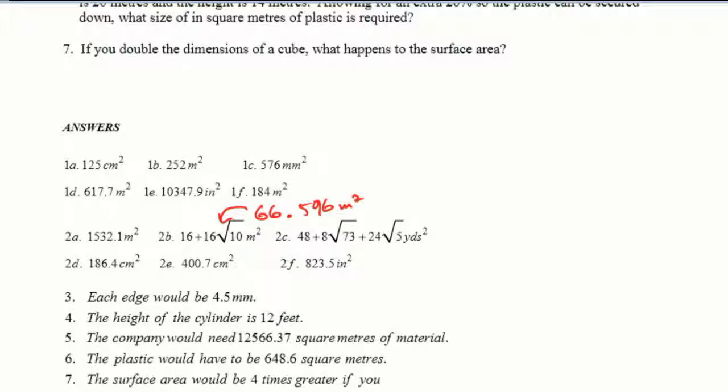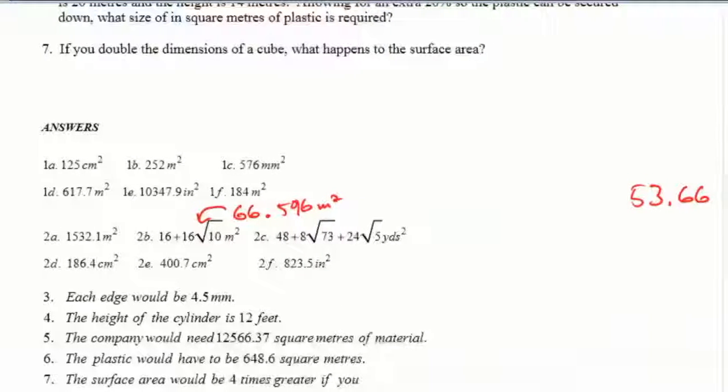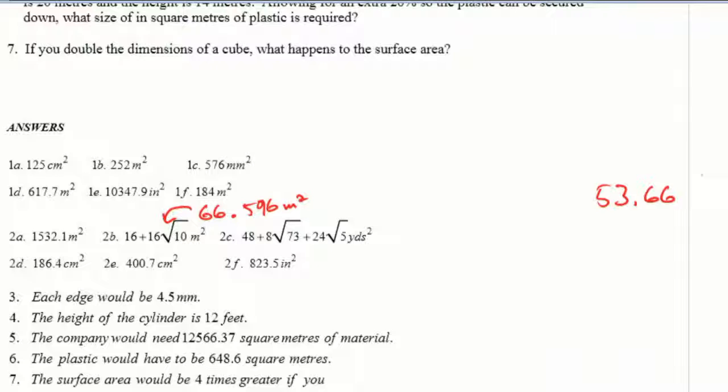And then the other one here, it's going to be the square root of 5 times 24. Let's write this down, 53.66. Square root of 73 times 8 plus 53.66 plus 48. And this one should be 170 yards squared.